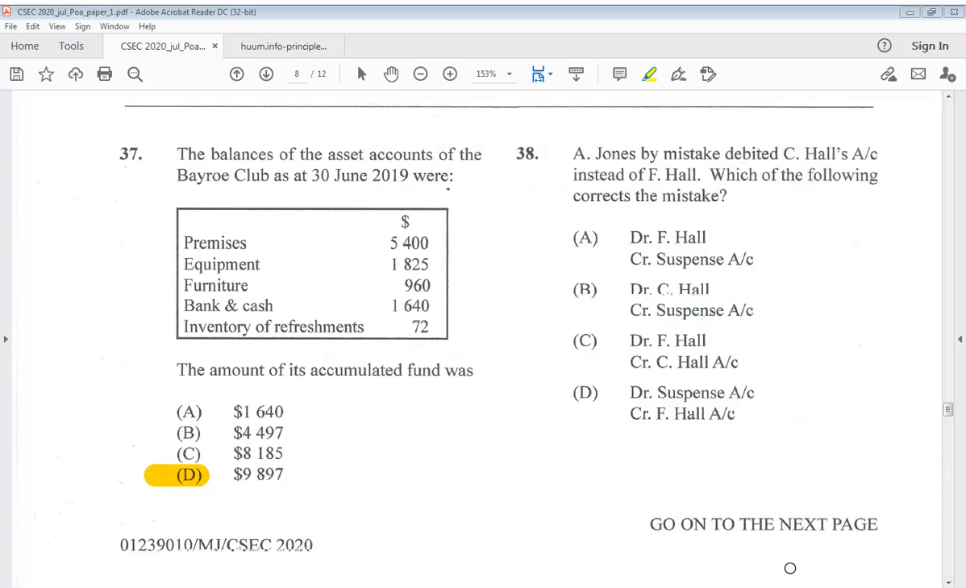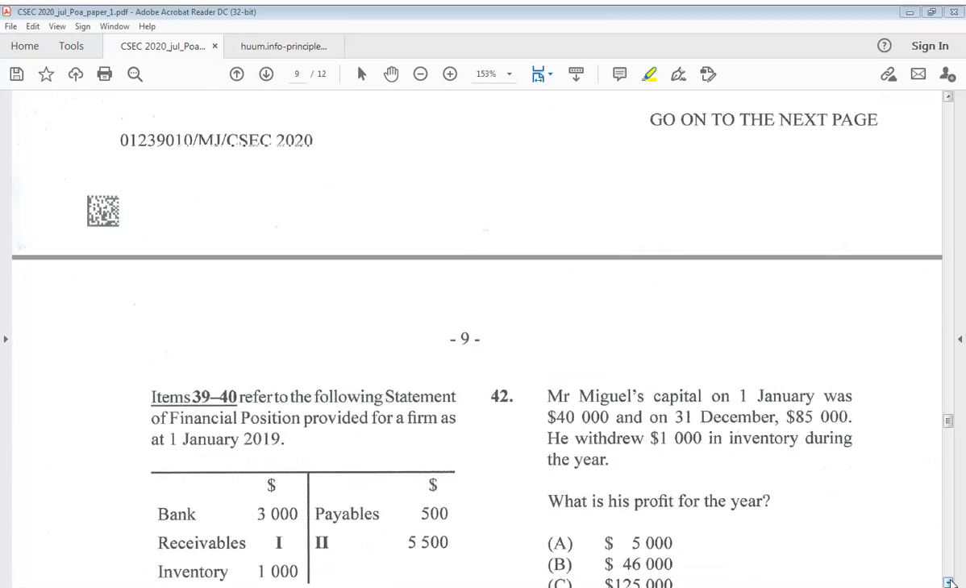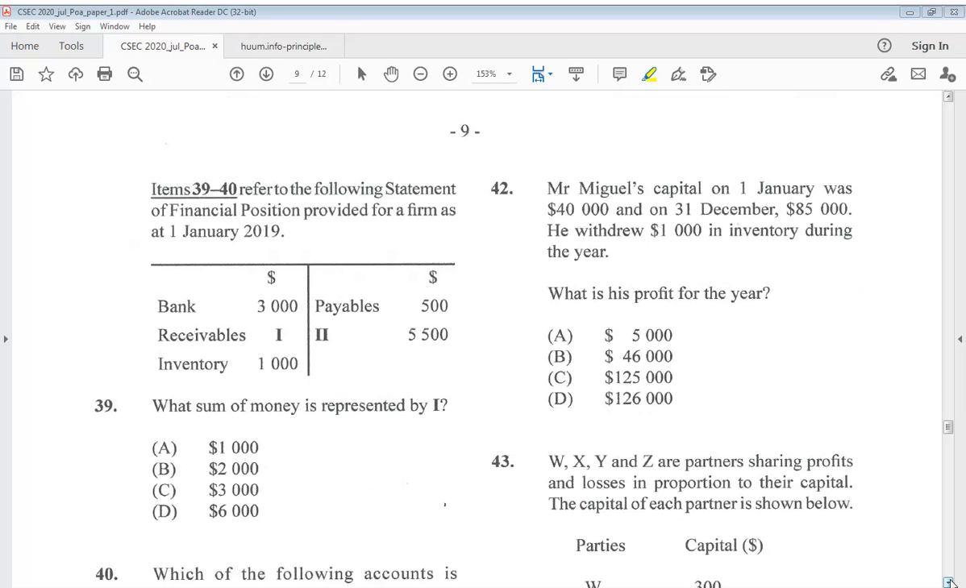38 says, A. Jones by mistake debited C. All's account instead of F. All. Which of the following corrects the mistake? So actually, we know that it was a mistake, so we would have to debit the suspense account and credit to correct the mistake and credit F all account. So D would be our answer. Let's go to items 39 to 40.